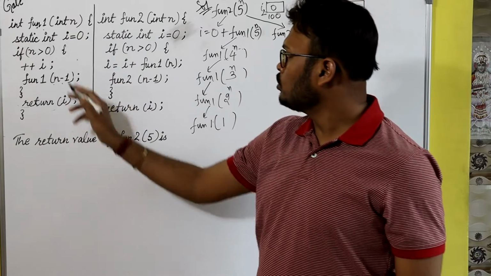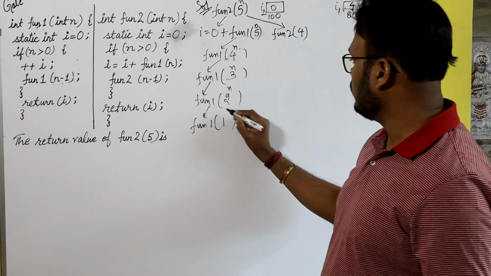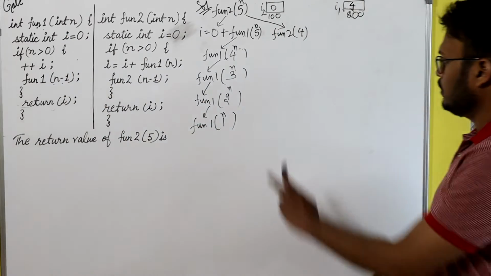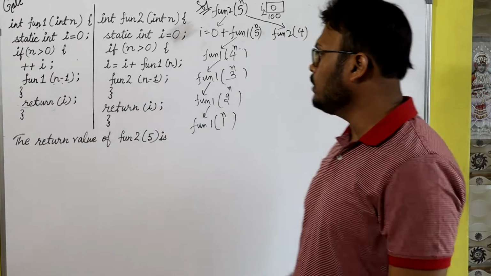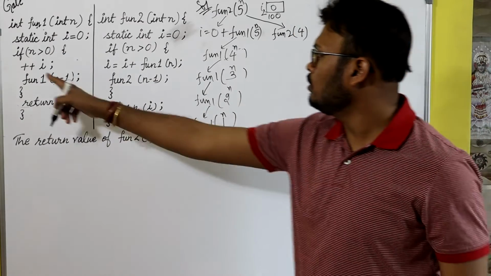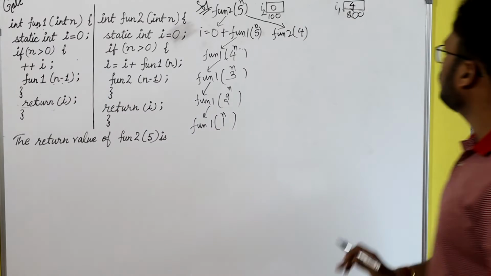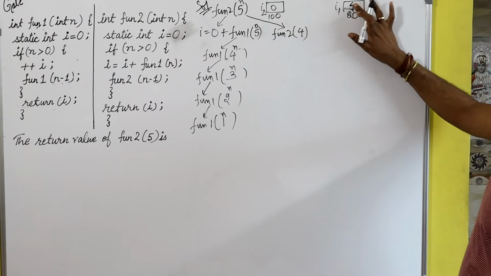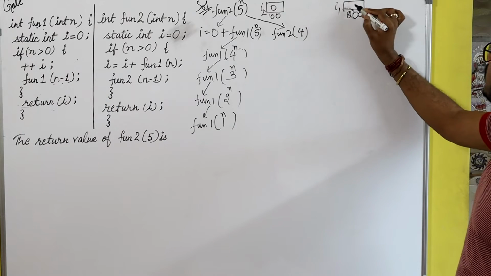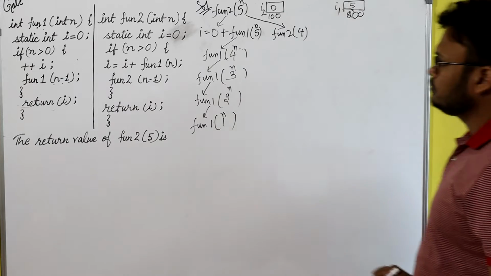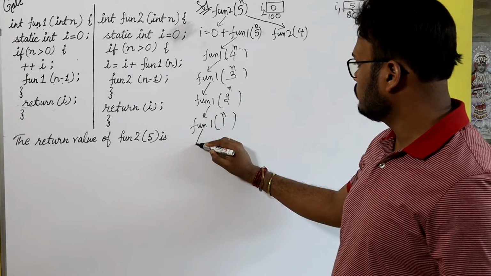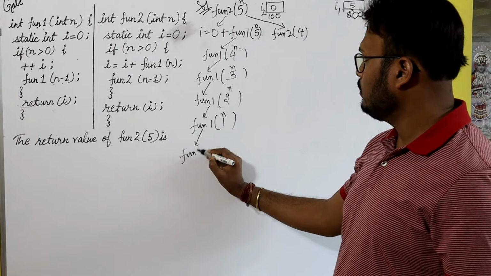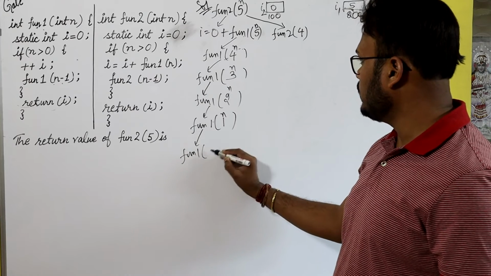So the value of n is 1. Fine. Now 1 greater than 0, yes, 1 is greater than 0. So plus plus I. So I value will become 5. So erase the value of I and let's write here 5. Now again fun1 of n minus 1. N minus 1 is 0.